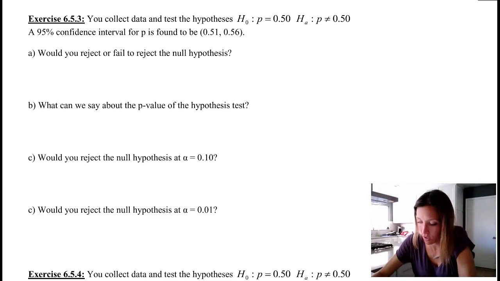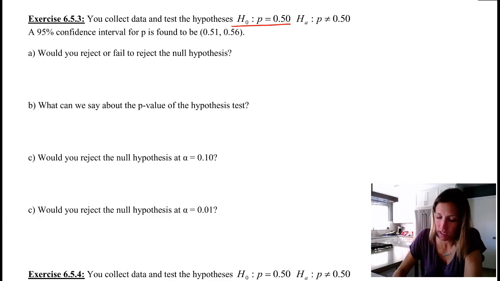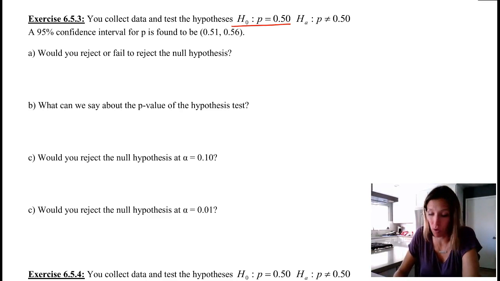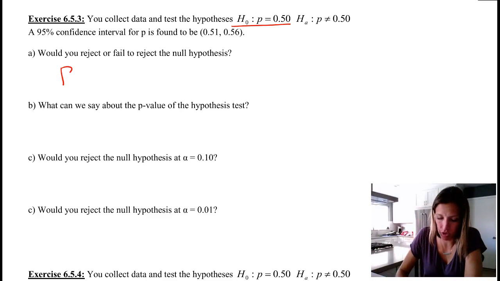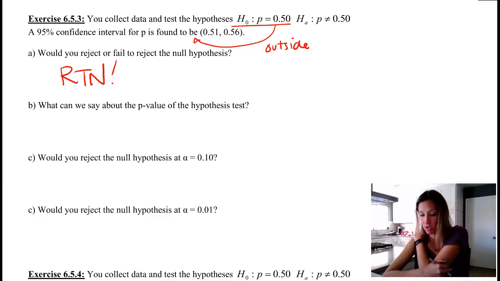So the first question says, would you reject or fail to reject the null hypothesis? Now we don't have an X and an N, so we can't even use the calculator shortcut, but we can look and see, could P be 0.5? Well, no, because we think with 95% confidence that P is between 0.51 and 0.56. So we would reject the null. You can also see this because 0.5 is outside our interval, right? So if you just have that outside equals reject the null written on your card, you'd also get there.